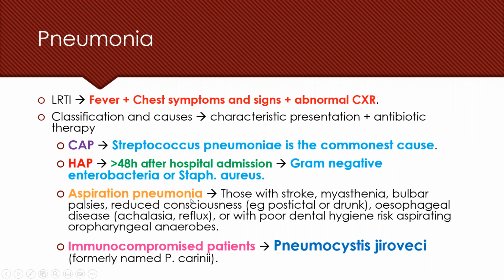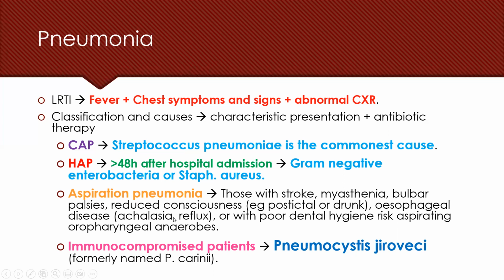Aspiration pneumonia occurs in patients with stroke, myasthenia gravis, bulbar palsy, reduced consciousness level, even in post-ictal or drunk patients, esophageal diseases such as achalasia or reflux, and with poor dental hygiene, leading to increased risk of aspiration. Aspiration pneumonia is a very important clinical scenario. You will see a lot of questions in the question bank about aspiration pneumonia and the clinical setting associated with this condition.